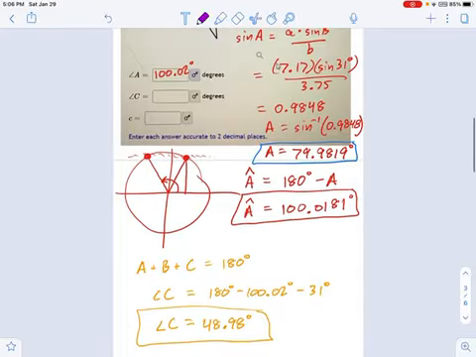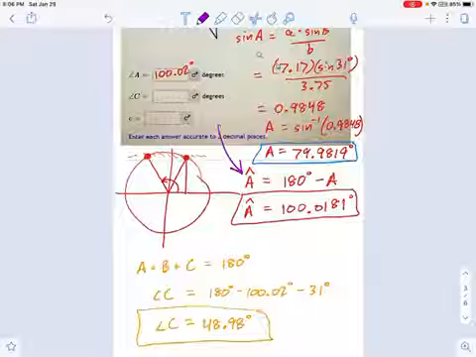Okay, so that's the way we work through this one. I think the key point is right here. How do we deal with an obtuse angle? You do 180 degrees minus what your calculator told you, and that gives you the obtuse angle, not the acute one.